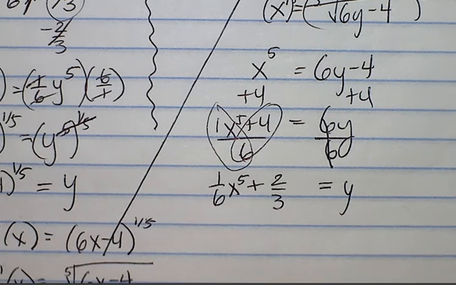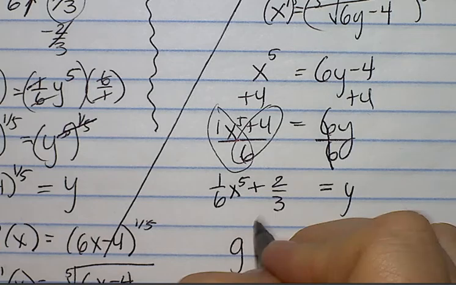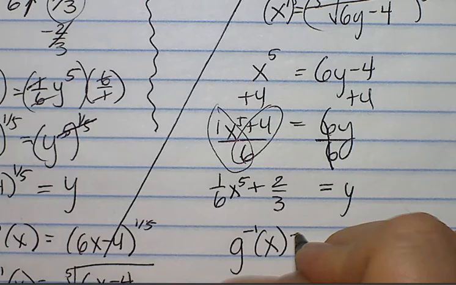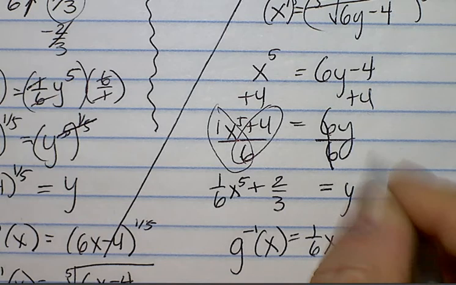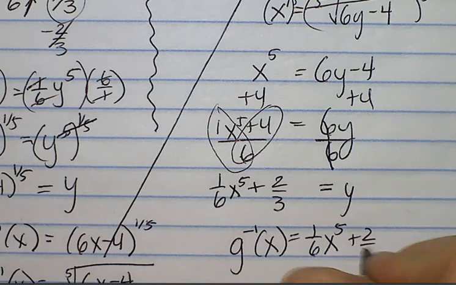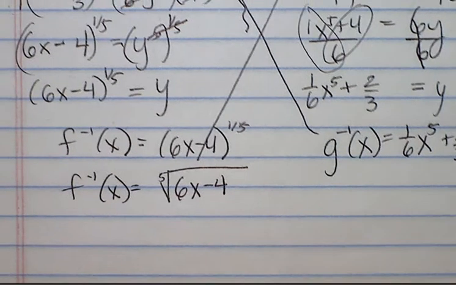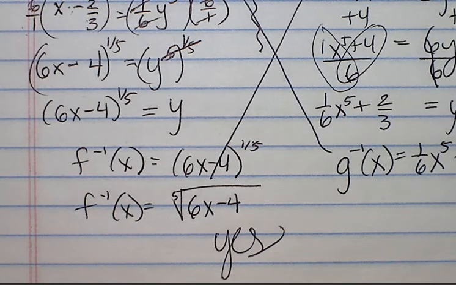This original problem was a g, so the inverse of function g would be 1/6 x to the 5th plus 2/3. I checked, and it is exactly what we had for f of x. So the question is, can we verify that these two are inverses? And the answer is yes, they are inverses. The pair of functions are inverses of one another.